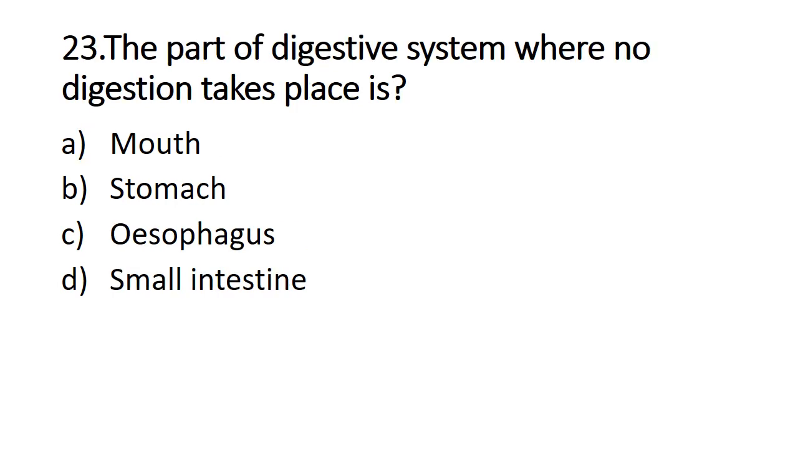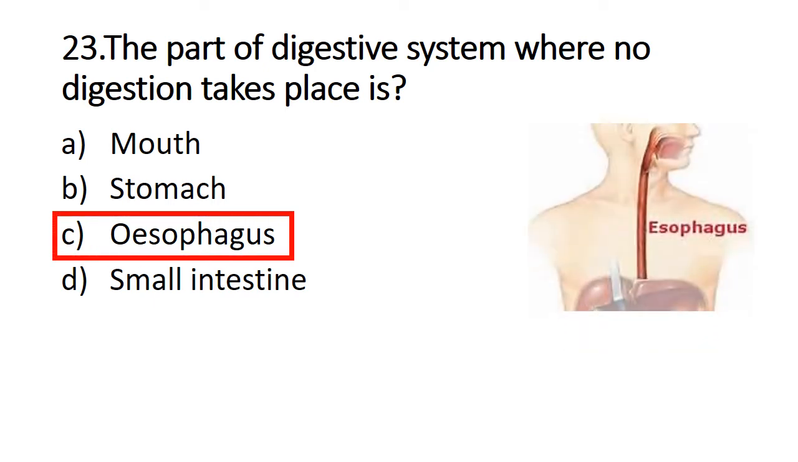The part of digestive system where no digestion takes place is: A. Mouth, B. Stomach, C. Esophagus, or D. Small intestine. So, the correct answer is option C. Esophagus. The food only goes through the esophagus, but it is not a part of digestive system. Let's move on to the next question.